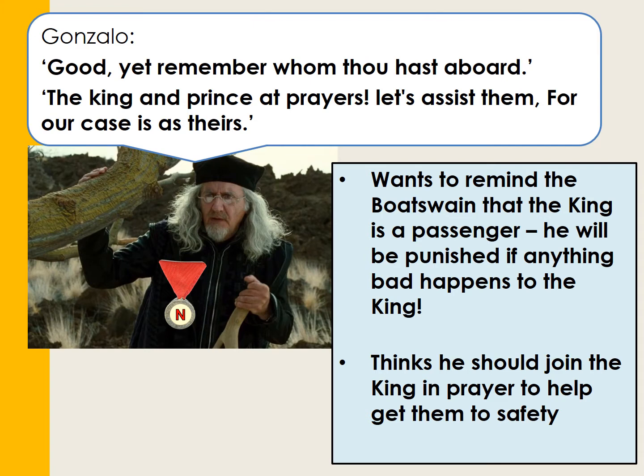Taking that second quote there, the king and prince at prayers, let's assist them, for our case is theirs. What he's saying there is that he wants him to join the king in prayer to help them get to safety. So it's almost like the more people that pray together for the same cause, the more likely it will be that God will take pity on us, on them, and get them through the storm.